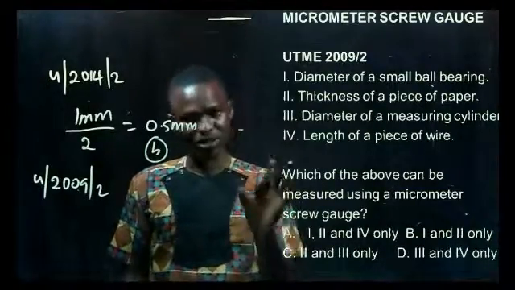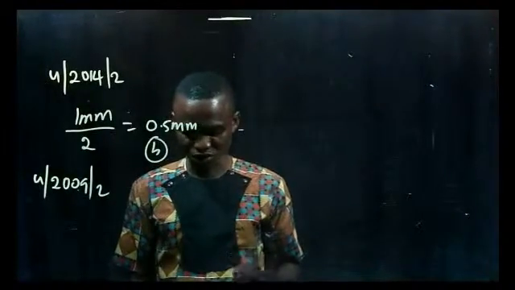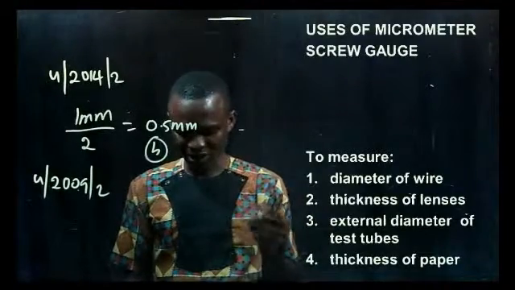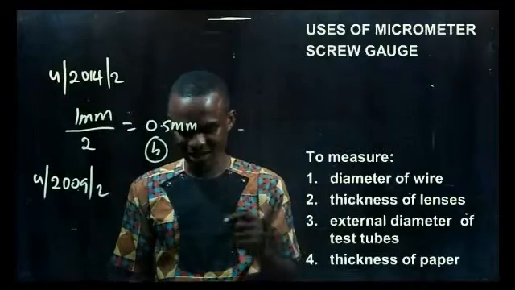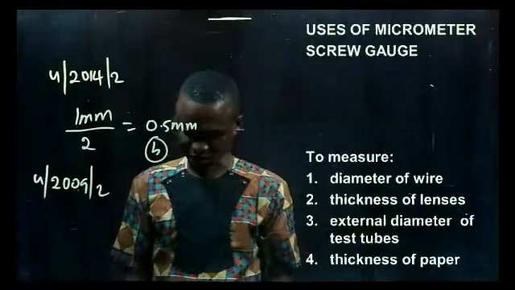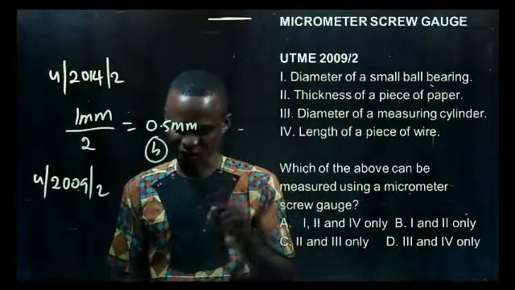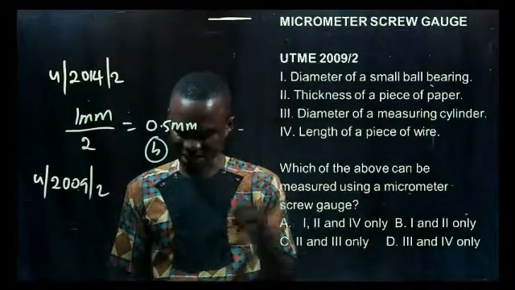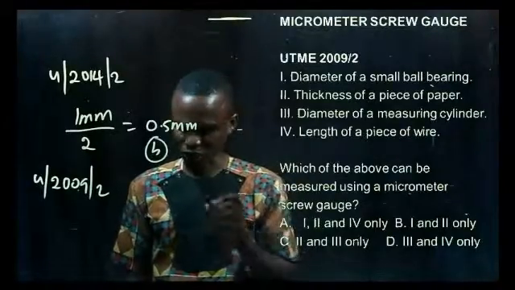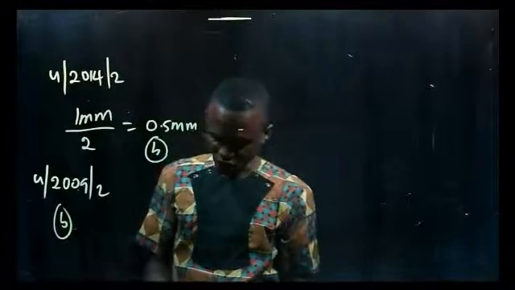Now on the screen you can see a short note I've given on micrometer screw gauge. A micrometer screw gauge is used to measure the diameter of a wire or rod, thickness of lenses, external diameter of a test tube, thickness of paper. So the answer to this question is Roman figure 1, the diameter of a small ball bearing, and Roman figure 2, the thickness of a piece of paper. So that's option B. We'll move on to the next question.